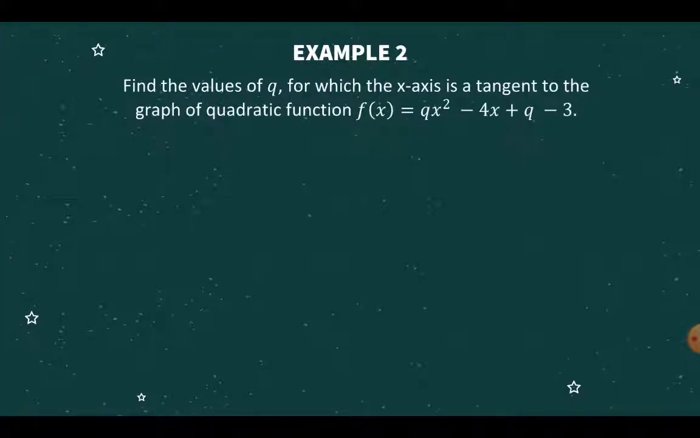Find the values of q for which the x-axis is a tangent to the graph of the quadratic function. The keyword here is tangent. What is tangent? A tangent is a straight line that touches one point on a curve.